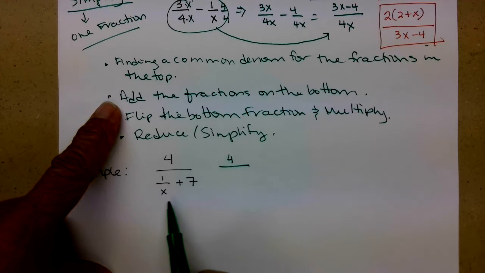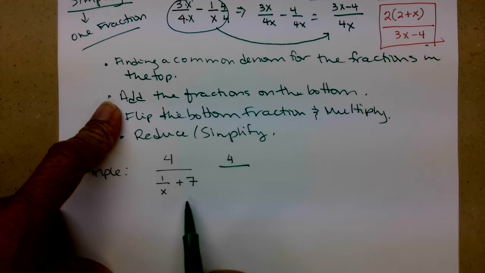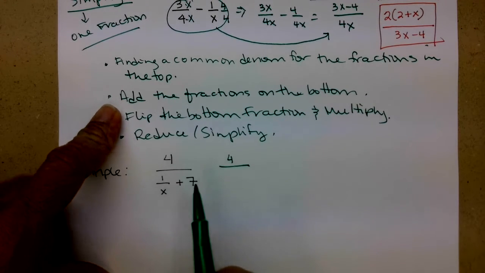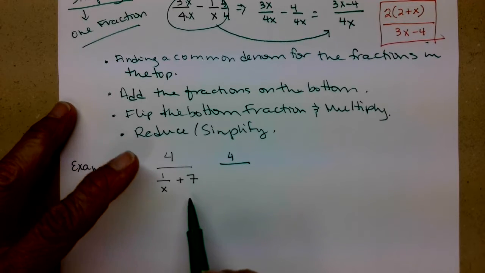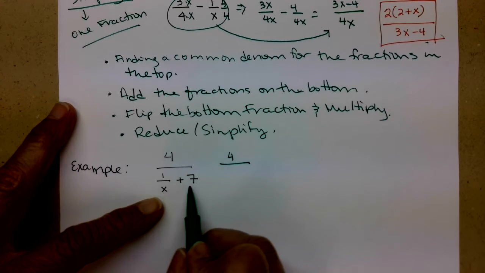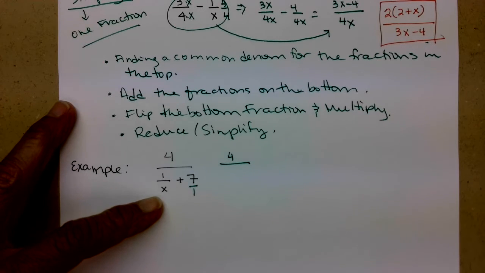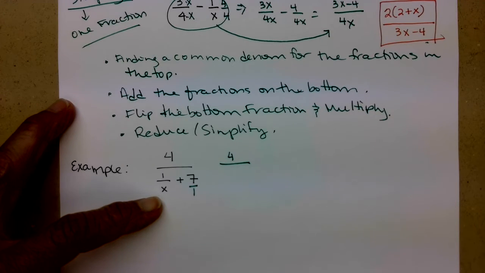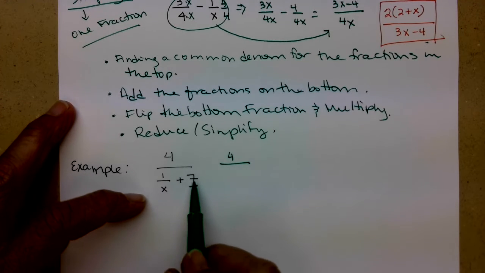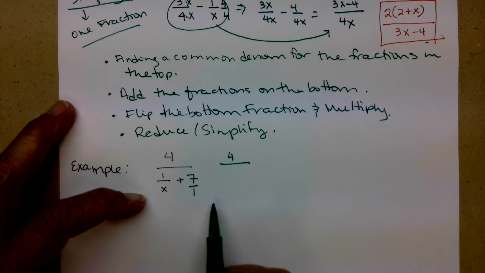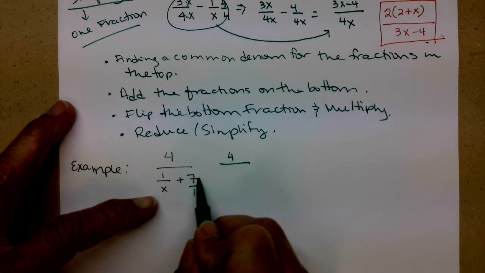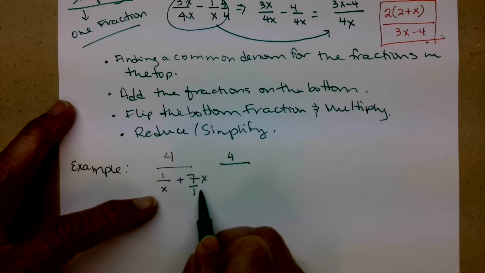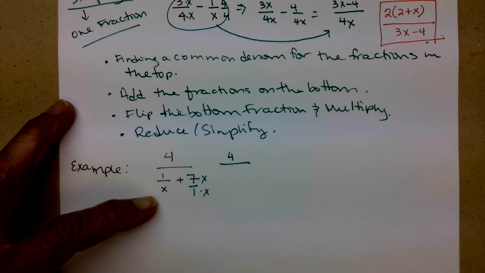Let's do the bottom. And then we're going to add the fractions on the bottom. Now I do have something to do. I have 1 over x plus 7. I need to get that to be one fraction on the bottom. So what's the common denominator going to be? Well, a lot of students like to stick a 1 under things that aren't already fractions. So I have 1 over x plus 7 over 1. So your common denominator would be x. So 1 over x, that's good. So we're going to multiply the other fraction, top and bottom, by x.